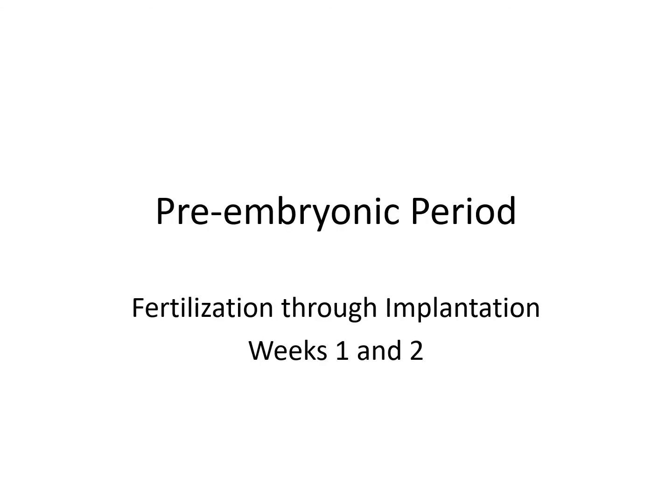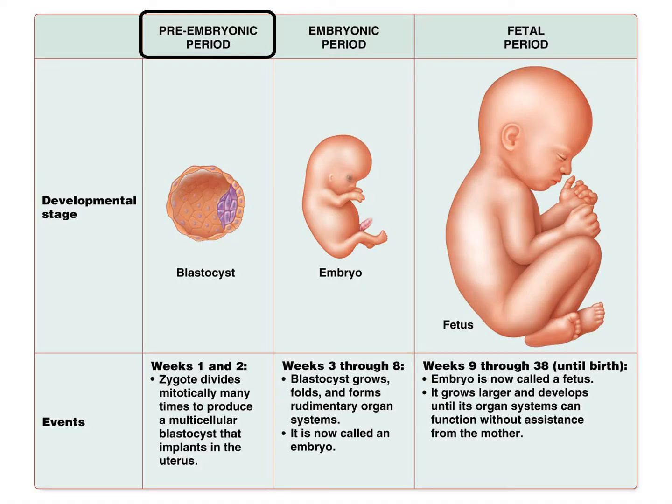Okay, so let's look at the pre-embryonic period now, a little more closely. Remember, it occurs from fertilization through implantation and occurs during weeks 1 and 2. So here's the pre-embryonic period. It's going to be characterized by a blastocyst, for example. And what happens is after fertilization, the zygote divides mitotically many times to produce a multicellular blastocyst that implants into the uterus.